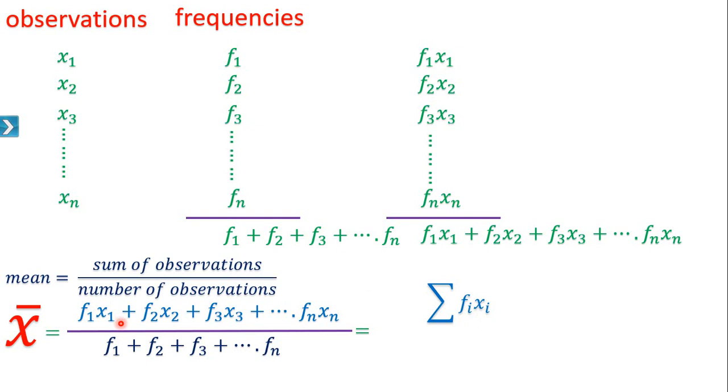What is i here? Here i varies from 1 to n. The value of i varies from 1 to n. n is the number of scores. Number of observations is n. The value of i varies from 1 to n, and f1 plus f2 plus f3 up to fn, we represent this as sigma fi, where the value of i varies from 1 to n. Here also value of i varies from 1 to n.